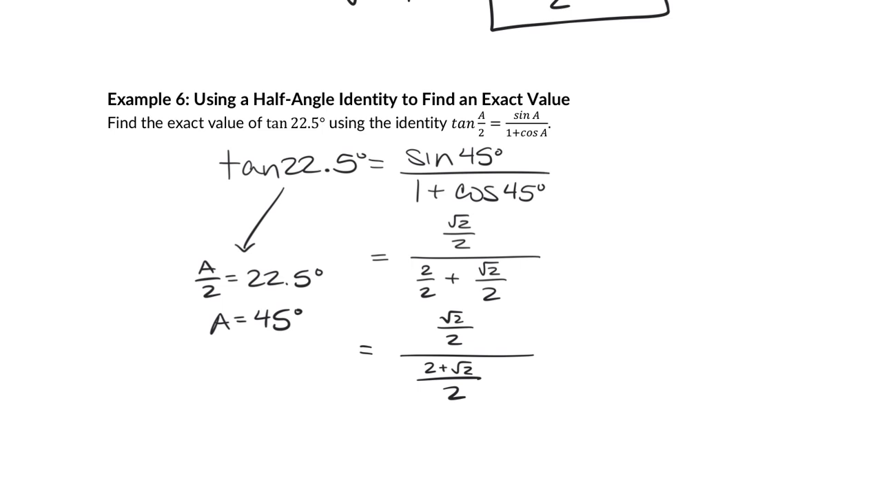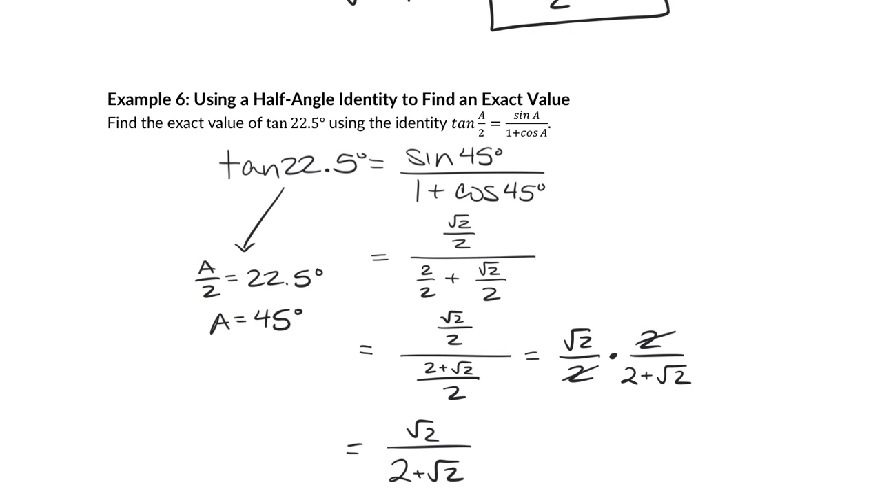I'm dividing fractions. What are the rules? Keep, change, flip. So I'm going to keep, change, flip. Anybody's spidey senses going off? I know there's a lot of 2's floating around, but specifically, there's a 2 on top and a 2 on bottom. What can I do? Cancel. So I end up with square root of 2 over 2 plus square root of 2.